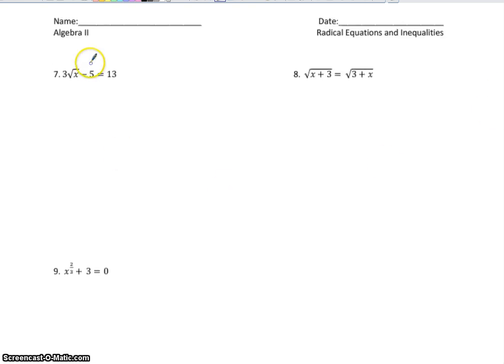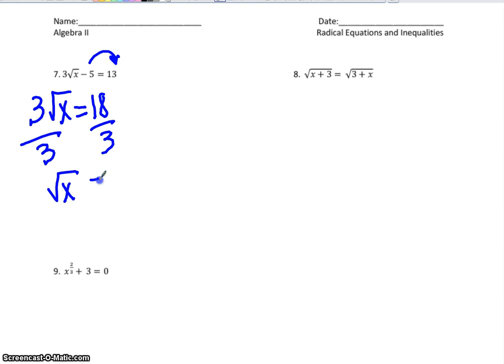Moving to the back. Number 7, you want to start by moving that 5. 3 square root of x is equal to 18. You got two choices here. You can go ahead and square both sides, and you'd have to square that 3 on the outside. Or, since 3 goes into 18, an even number, you could just divide both sides by 3. And you get the square root of x is equal to 6. And then you square both sides. And so x is equal to 36.